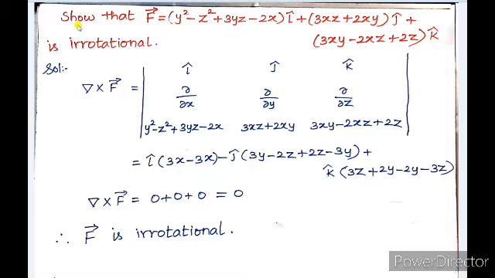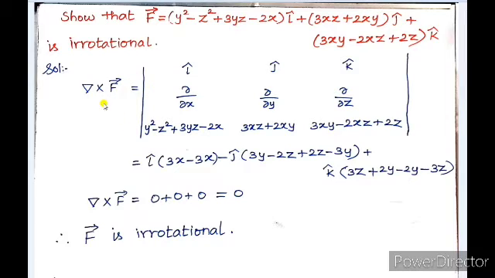Hi viewers, in this video I am going to discuss a problem based on irrotational vector. Show that the given f vector is irrotational. Already we know that for f vector to be irrotational, we have to show that del cross f vector is equal to 0. Here, cross product means we have to take the determinant.